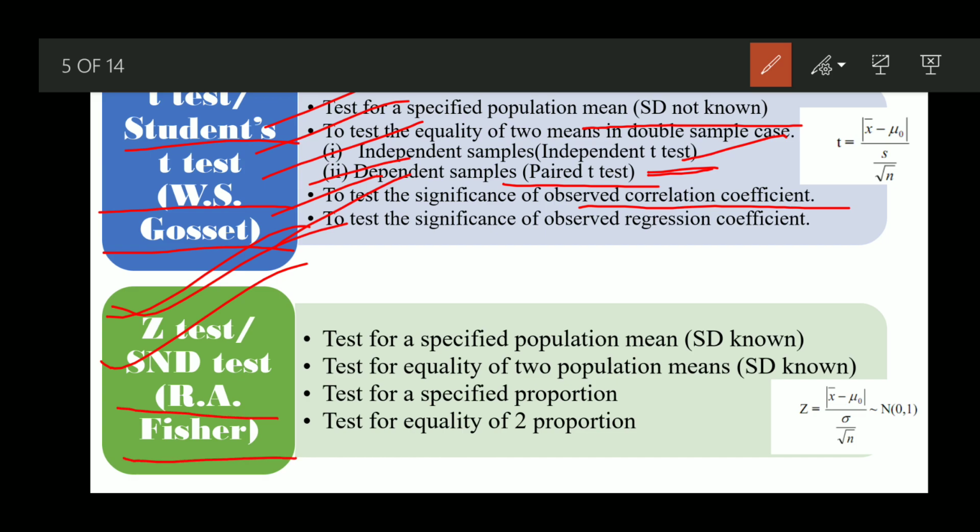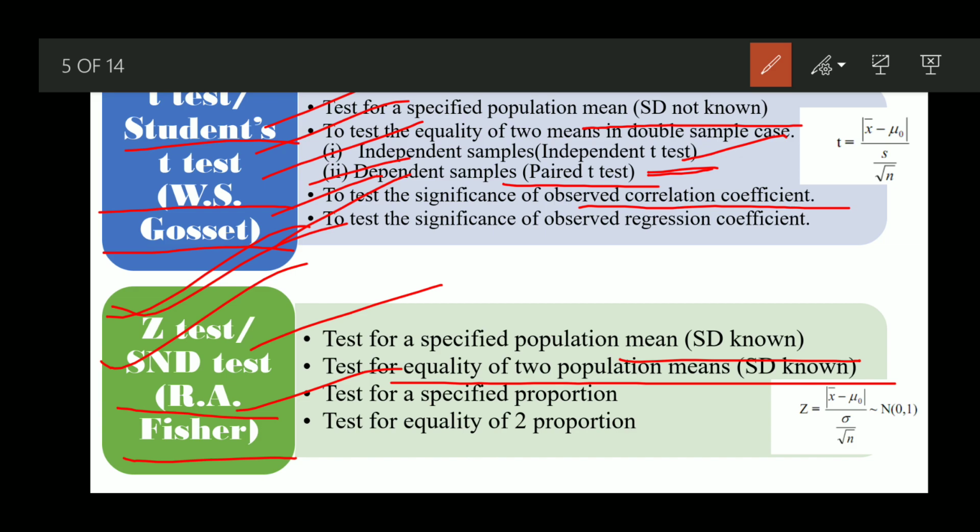So R.A. Fisher. Okay, here also we have several uses of z-test. First is to test a specified population mean, but here most importantly we know the standard deviation of the population. Here we also can use z-test for equality of two population means, but again here we know the standard deviation of the population.